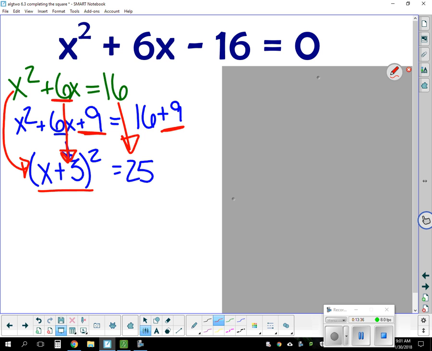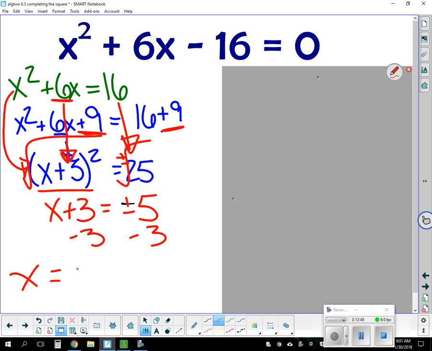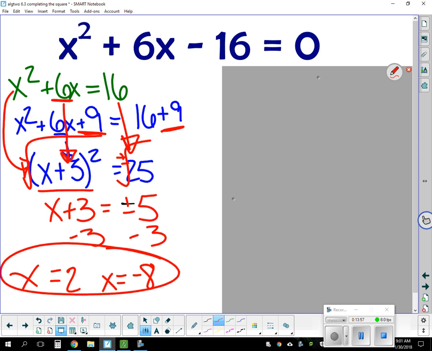From there, it should be solvable with a radical. Don't forget your plus or minus. X plus 3 equals plus or minus 5. Subtract 3. What are your answers? 2 and -8. Check them and make sure they work. We okay with them?